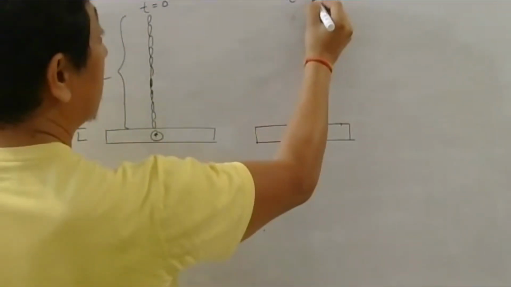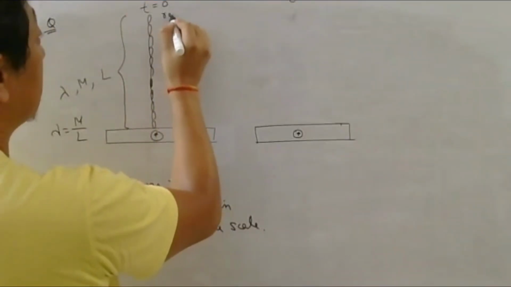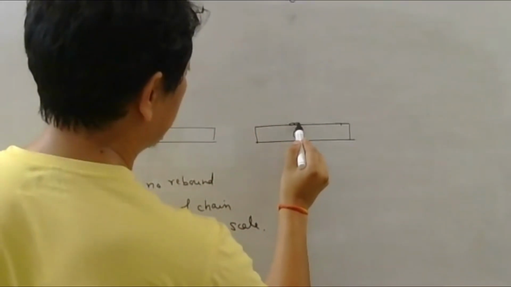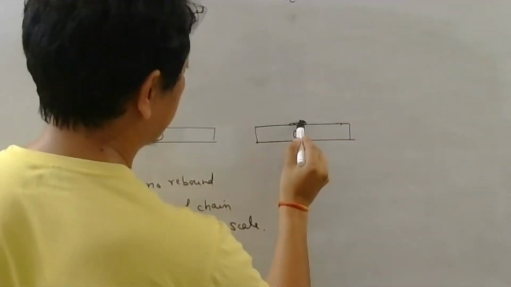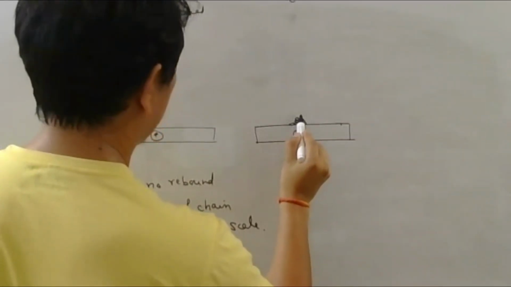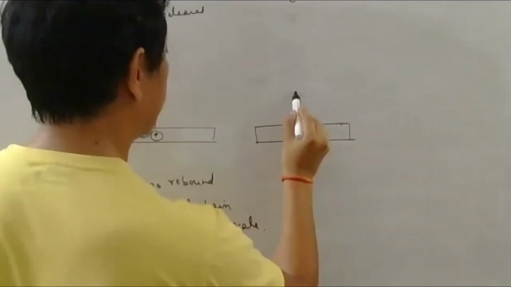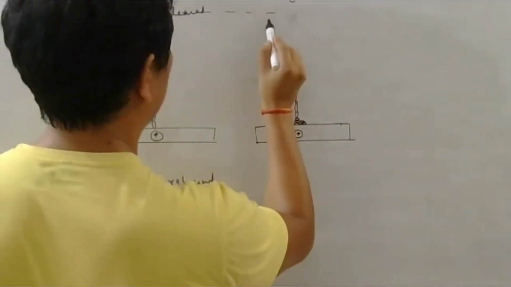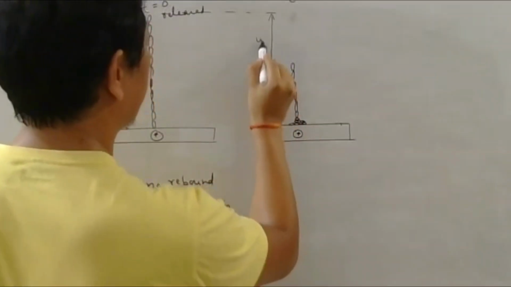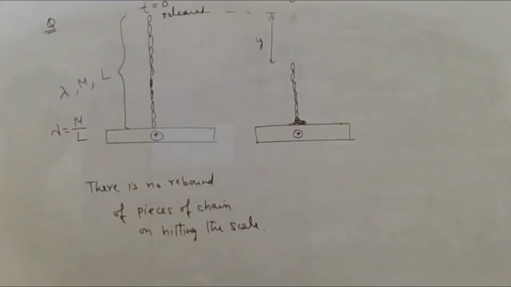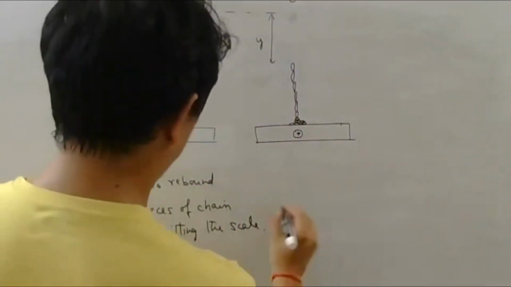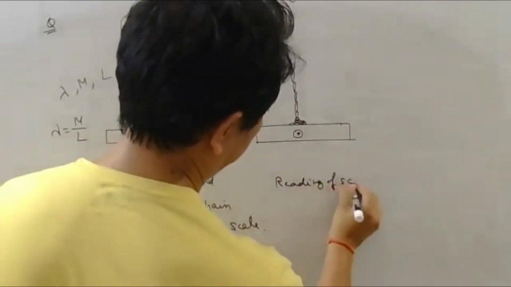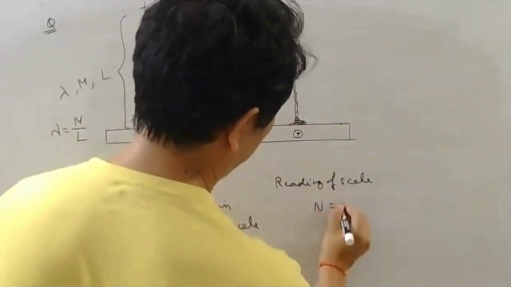Now, at t0 you have released it, so after some time, let's say some part of the chain has reached here, and then it is like this. So it has fallen some distance y, let's say. You are supposed to find the reading of the scale, meaning you have to calculate the normal force.